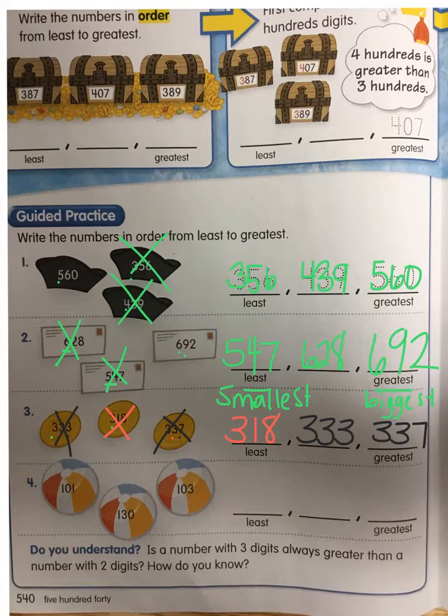Cross those out. Number 4, let's look again at the numbers on the beach balls. I noticed they all start with 1s in the hundreds place, so I'm going to have to move to the 10s place. Well, these both have 0s and this one has 3, so I know that 0 is smaller than 3, so I'm going to have to look in the 1s. Again, 1 is smaller than 3, so 101 comes first. Then 103, then 130. It's just like ABC order, but with numbers.